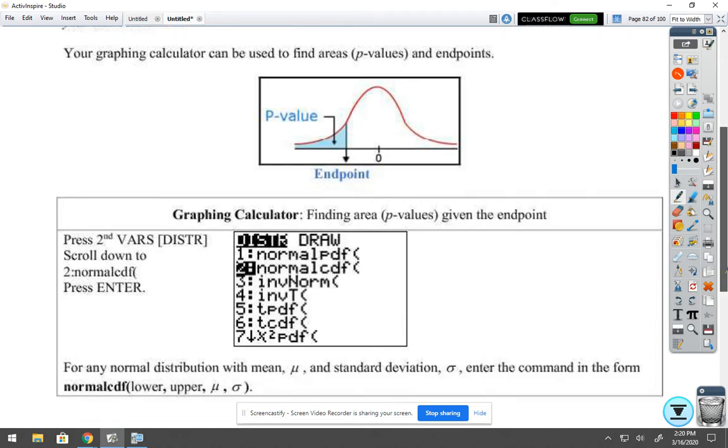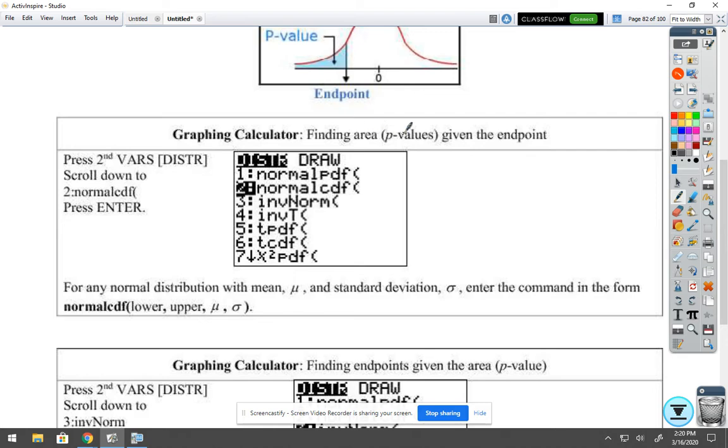First and foremost, a graphing calculator will find a p-value or an area, given an endpoint, if we use the function under 2nd VARS, Distribution, and if we go down to option number 2, normalcdf. So our normalcdf function is what we'll use when we are finding area.